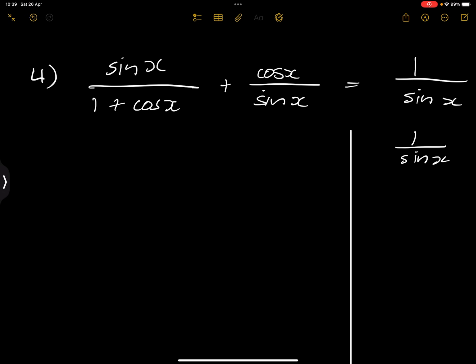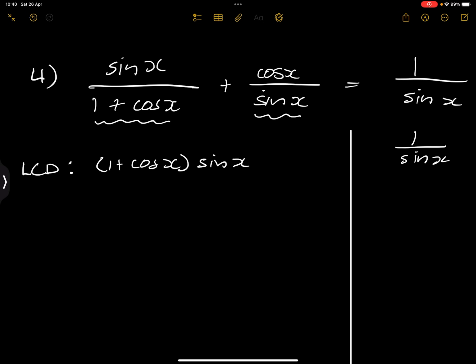But what can we do? We've got two fractions, right? We've got fractions, and I said to you, whenever you've got fractions, you need to add them together, right? So what is our LCD? Our lowest common denominator would be, right? So I've got two different things there. So this would be 1 plus cos of x multiplied by sine of x.